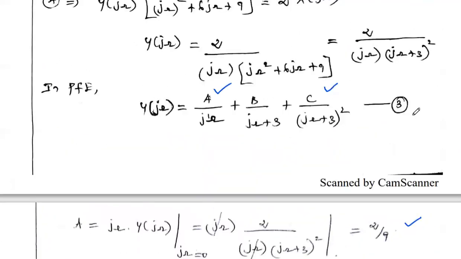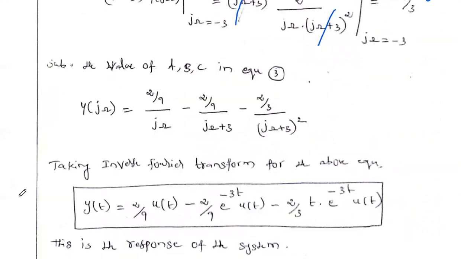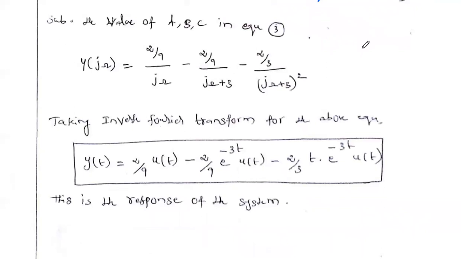In this partial fraction equation, Y of j omega can be written as the A value, 2 by 9 by j omega, minus 2 by 9 by j omega plus 3, minus 2 by 3 divided by (j omega plus 3) the whole squared. Now using the standard Fourier transform pairs, we have to take the inverse Fourier transform for each term. The inverse Fourier transform is used to convert the frequency domain into the time domain. So the inverse Fourier transform of Y of j omega is small y of t.